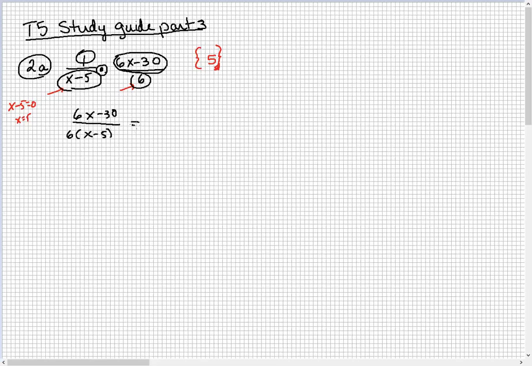Now you can go both ways here. You can distribute the denominator if you want. And what you notice is that they are identical expressions, so they cancel each other, right? And you're left with a 1 on the numerator and the denominator. So what's 1 over 1? 1. So your answer is 1, and your excluded value is 5.